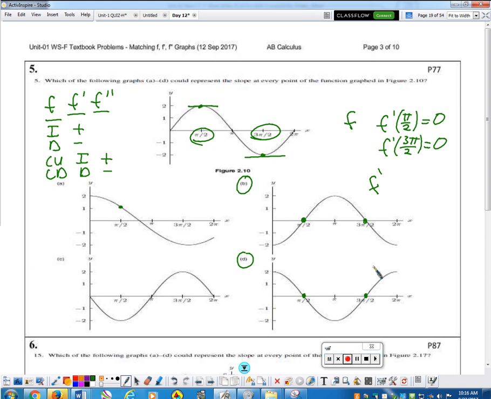And please remember this, it doesn't apply just to f and f prime. Any function that has a tangent slope of 0 at some spots is going to have its derivative have a y coordinate of 0 at that same spot. So, does that help a little bit? Okay, we'll keep going.